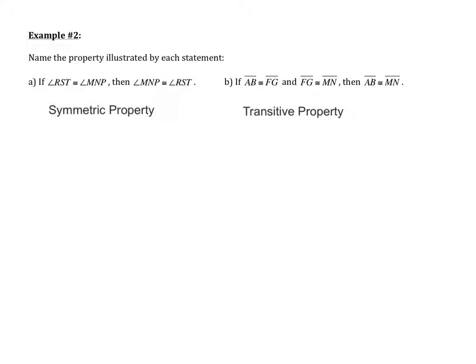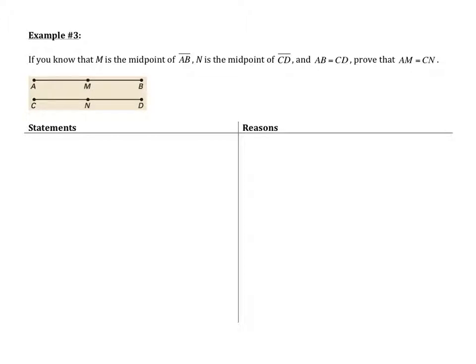So it's just sufficient for you just to say transitive property. Example 3, if you know that M is the midpoint of segment AB, N is the midpoint of segment CD, and that AB is equal to CD, prove that AM is equal to CN.